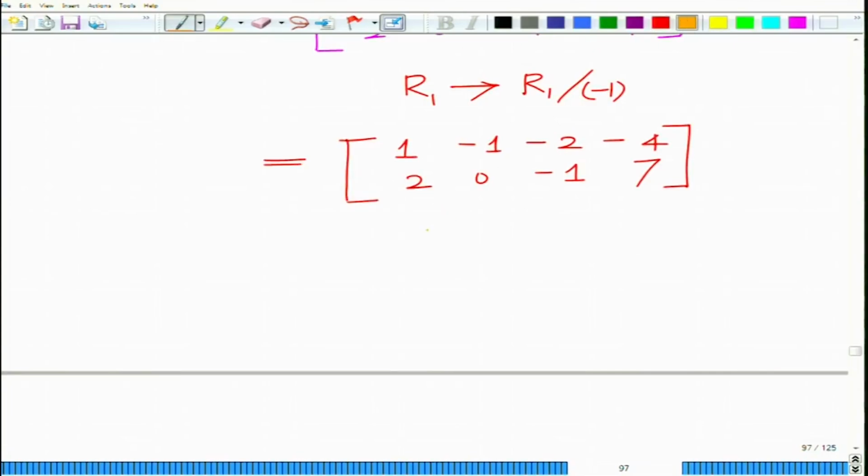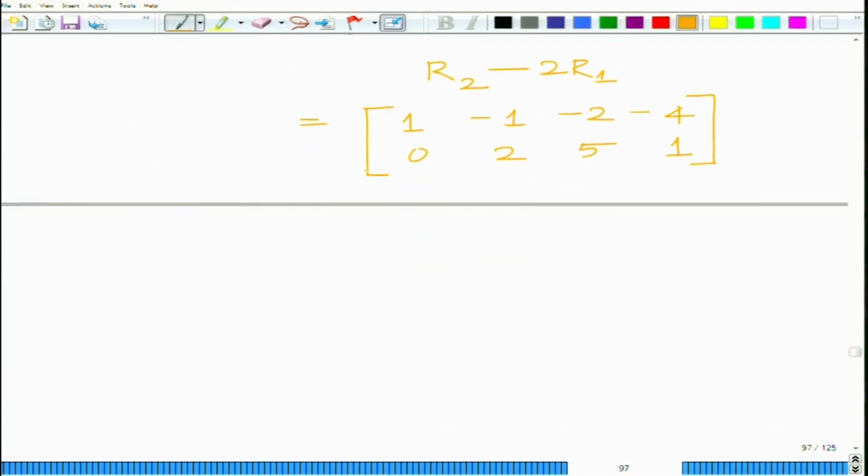Now, what we are going to do is perform R2 minus twice R1, the row operation. The first row will remain as it is: 1, minus 1, minus 2, minus 4. The second row will be 2 minus 2, 0 plus 2, 1 plus 4, which is 5, and minus 7 plus 8, which is 1. I am sorry, this is 2, 0, 1, minus 7. So, this is what you get.